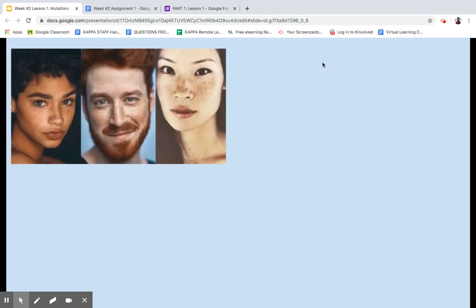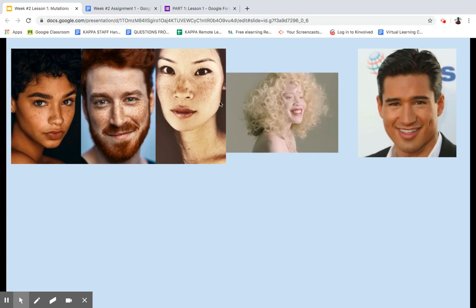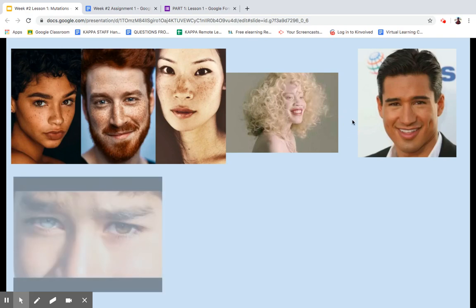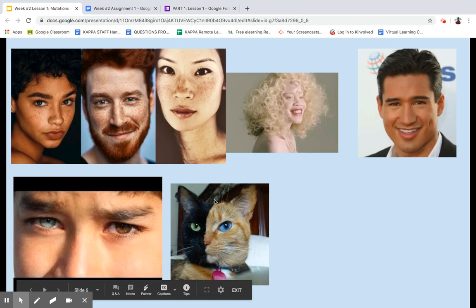So, we're going to talk about mutations today and what they are. Some mutations are really common, like freckles are actually a mutation. Some of them could be dimples. If you have dimples, that's considered a mutation. Or albinism, which is the lack of production of melanin in the skin. Some of them are more fun, like having two different color eyes. I actually do know one person that has a blue eye and a brown eye. And like this cat is two colors.